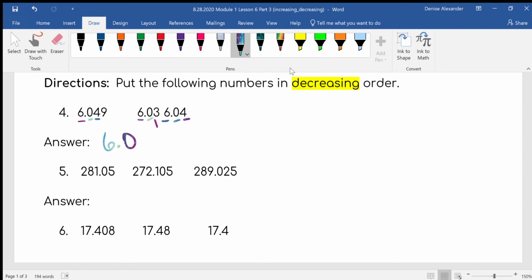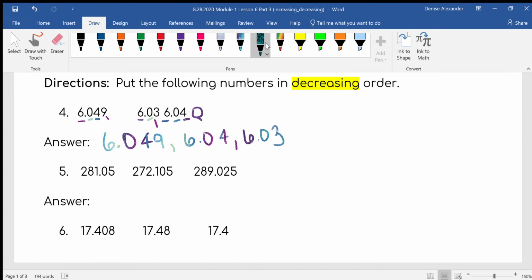So I will leave it alone. I'm going to put a 0 here so I can compare it to my 9. What's bigger, my 0 or my 9? You guys are right, it is 9. So that'd go first. And now I'd write my next number. So we have 649 thousandths, 604 hundredths, and 603 hundredths. Let's look at another one, you guys.